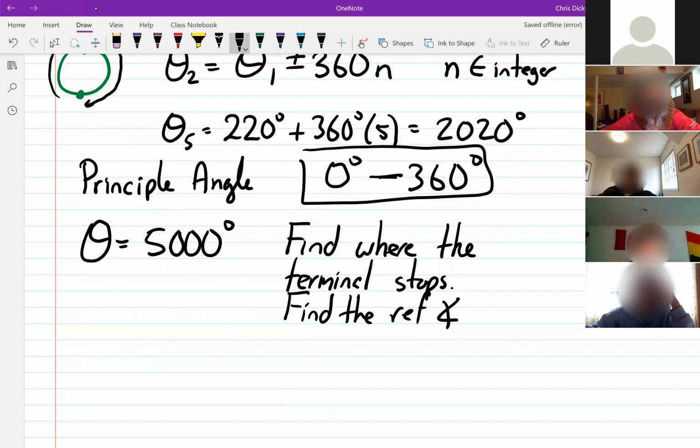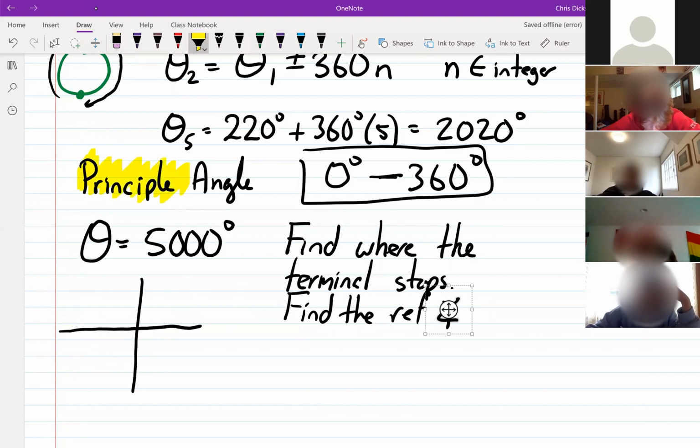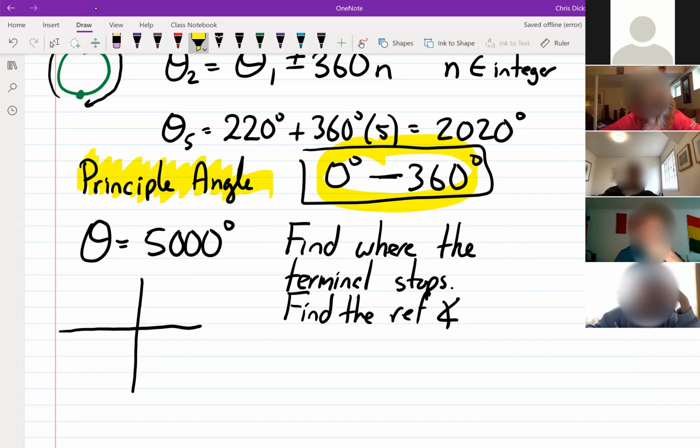So what you could do is think, well, what would be coterminal with that? Like, how could I draw a smaller one? If we could find out which angle between 0 and 360 is in the same place as 5,000, then it would be very easy for us to find the reference angle. So you could just keep minusing 360, 5,000 minus 360, minus 360, minus 360, and finally wait until you get a number in that zone. But what might be faster, if you have a calculator, is to take 5,000 degrees and divide it by 360.